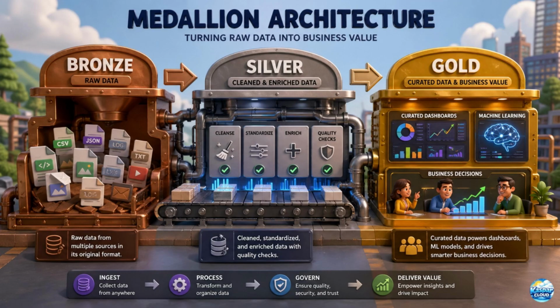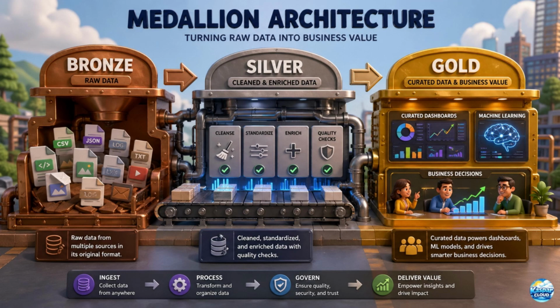The bronze layer preserves original source data so that teams can trace lineage and recover from transformation mistakes. The silver layer standardizes formats, removes duplicates, validates quality, and joins related data. The gold layer organizes trusted data for dashboards, semantic models, machine learning, operational analytics, and decision making.